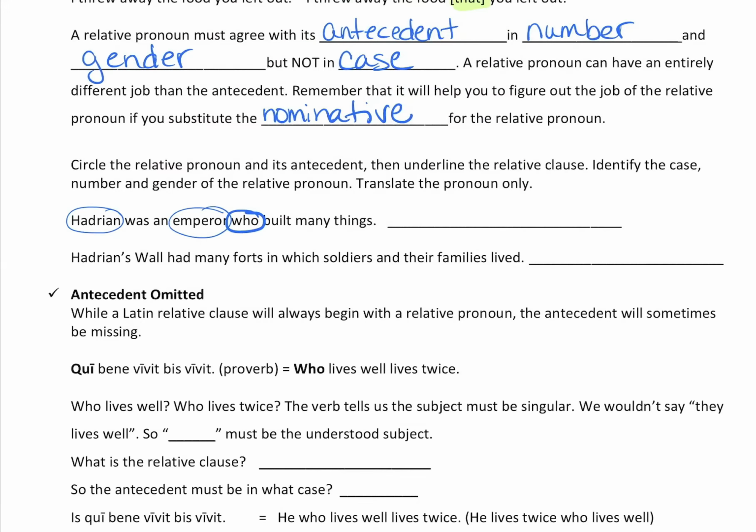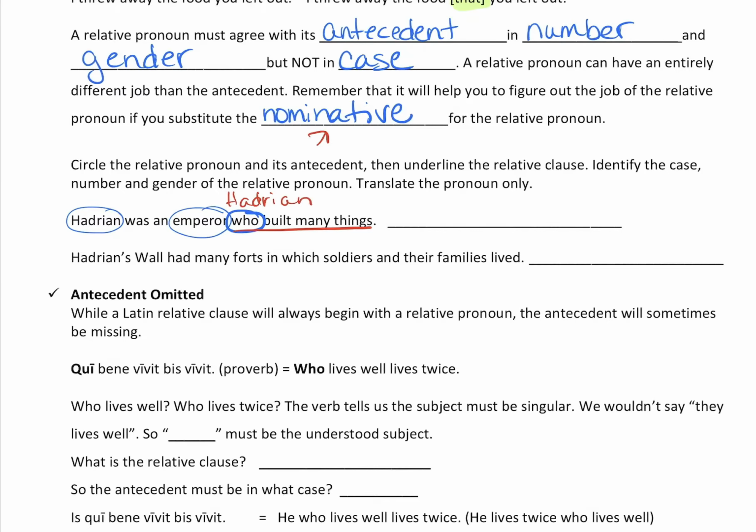So the whole clause starts with the relative pronoun and contains everything. So the relative clause would be built many things. Now, how do you know what the noun job of who is? What we do is we substitute the nominative for the relative pronoun. We already know that it's emperor or Hadrian. We can plug either one in. And if we plugged Hadrian in for who, we could read it, Hadrian built many things.